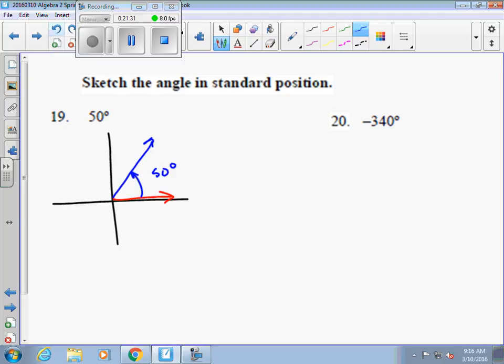Negative 340. Remember, just like all positive told us to do is go up, all negative tells us to do is go down. So we know we're going to go this way. We know 360 degrees is all the way around. So we're not quite going 360 degrees. We're going 20 degrees fewer than 360. Make sure you draw the arc showing how far you're going. That's considered negative 340 degrees.